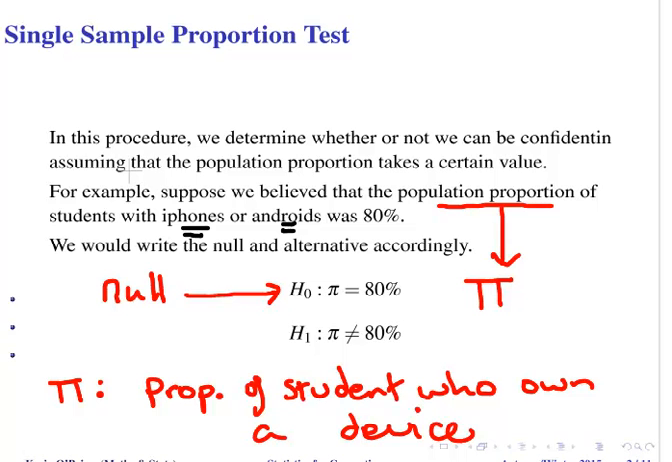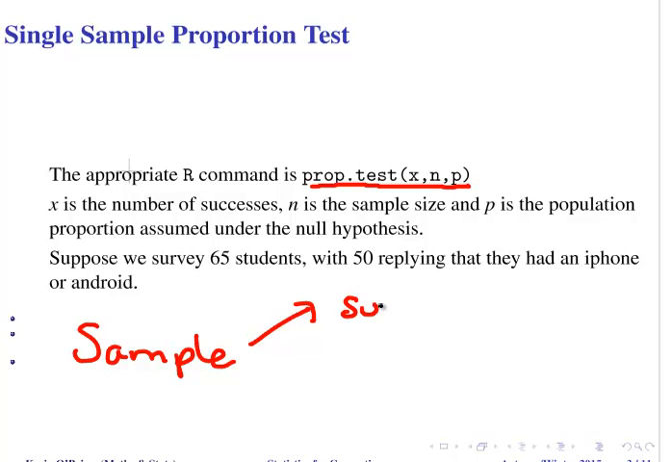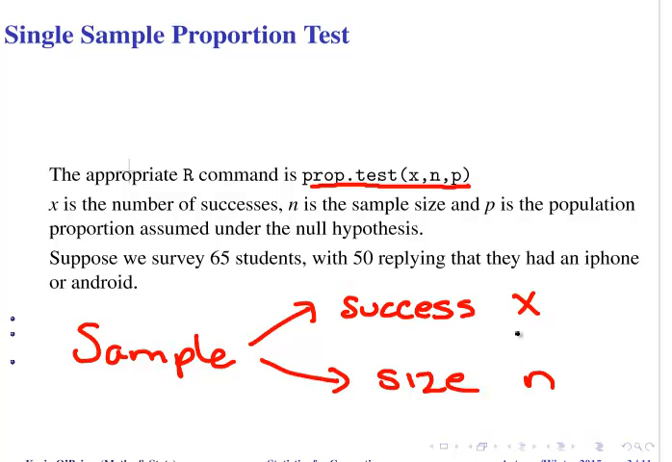So how might we do this in the R programming language? The appropriate R command is prop.test, and we have three arguments here. X is the number of successes in a sample, and N is the sample size. So our estimate, our p hat, the sample proportion, is simply X over N.